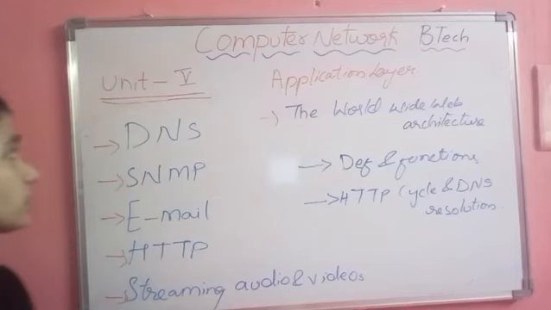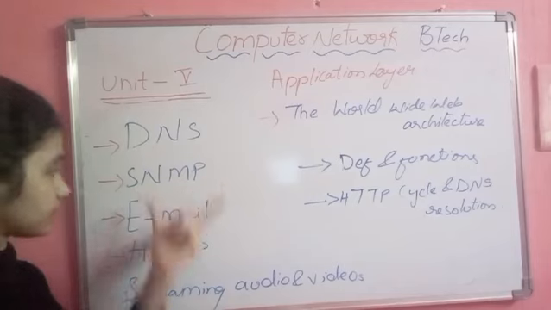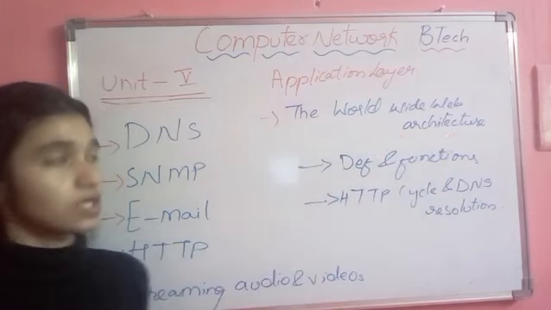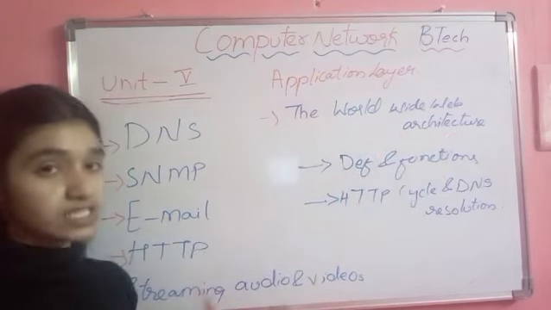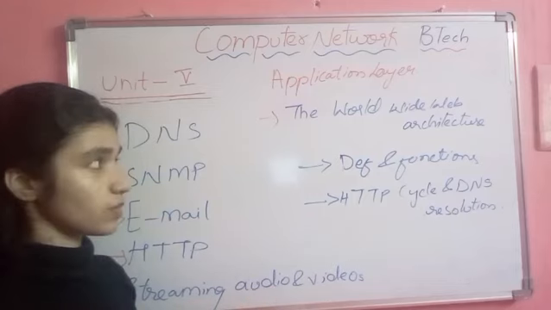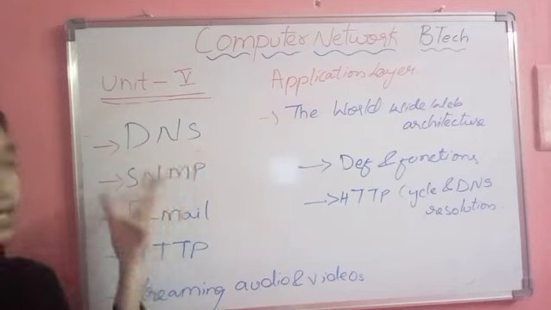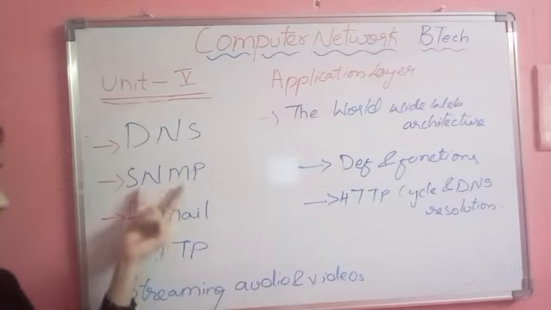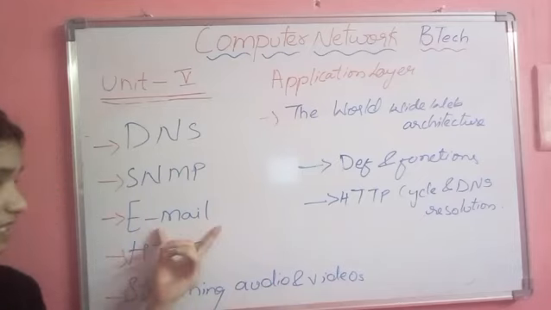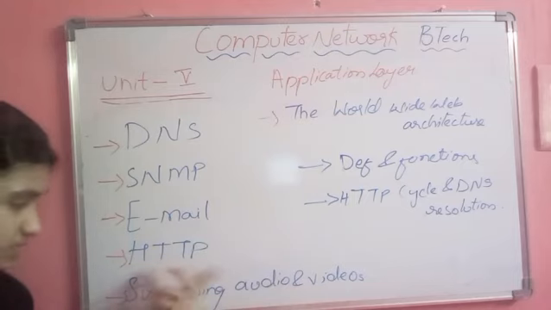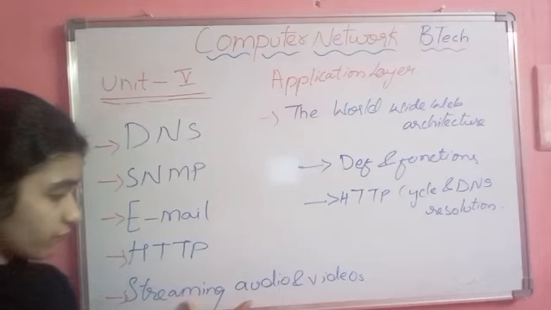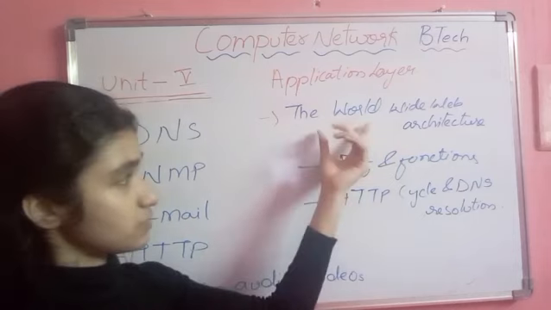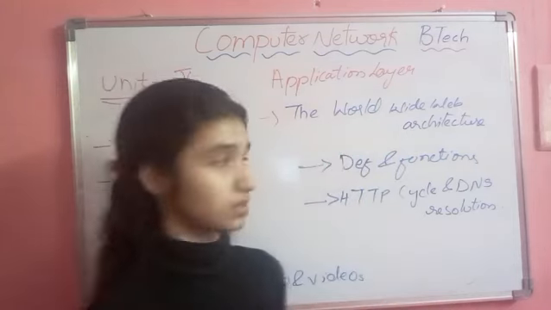So let's go with the fifth unit. We have DNS, SNMP, email, HTTP, streaming audios and videos, and the worldwide web architecture. In this unit we have the highest possibility, and they will directly ask questions like what is DNS, what it stands for, and what are its functions. What is SNMP, and what is the role of SNMP. What is email, explain the concept of email, HTTP, and explain the concept of streaming audios and videos, and how it is supported, and explain the worldwide web architecture.